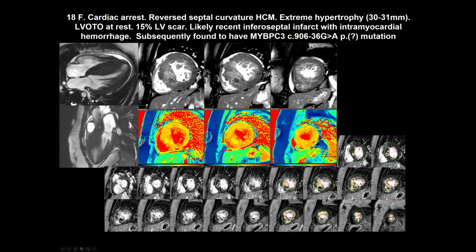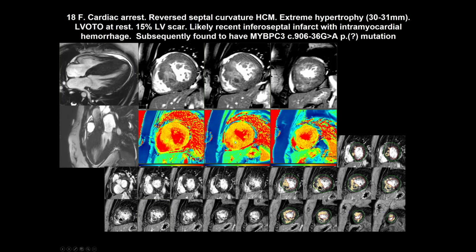We think that she likely had a recent intraseptal infarct with intramyocardial hemorrhage, because as you can see here, there's low signal within the enhancing region on these post-contrast cines. And we can see that here as well, the late gadolinium enhancement. And within there, we can see a low signal area. And that is because she's had a MINOCA, so a myocardial infarct with normal coronary arteries because of her HCM.